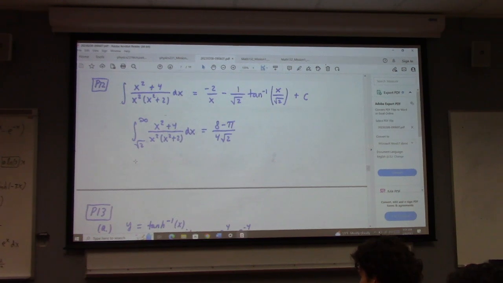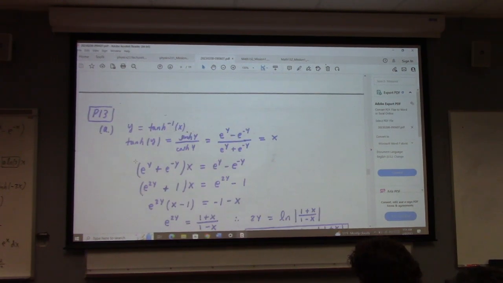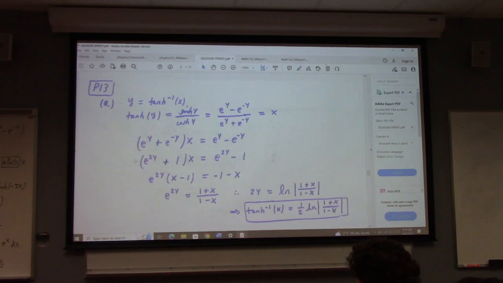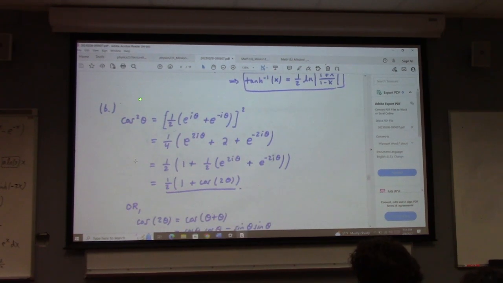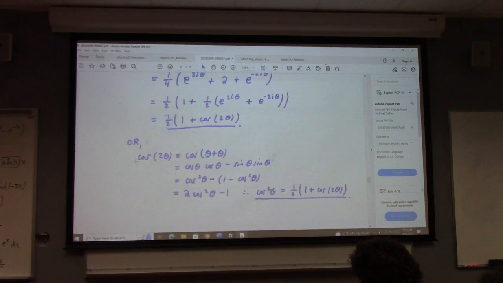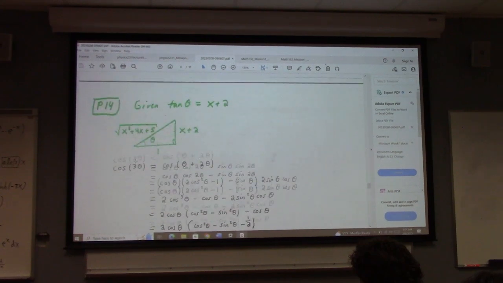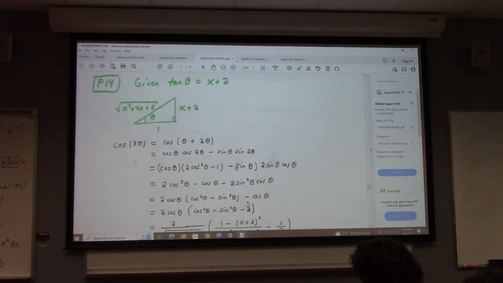So, let me see if I have anything else to show you from Math Battle. Here's the derivation of the inverse hyperbolic tangent formula if you wanted to see it. Here's the derivation of cosine squared from the imaginary exponential way of thinking. Here's the derivation of the cosine squared identity from the adding angles way of thinking. There are 2 different ways to do it. This one I probably should show you.